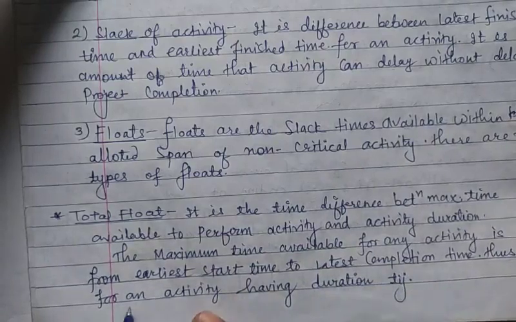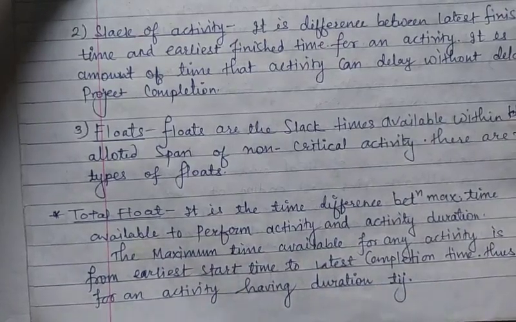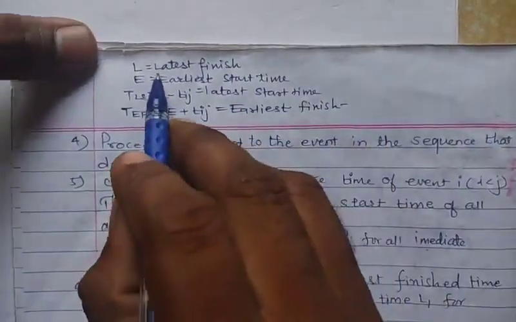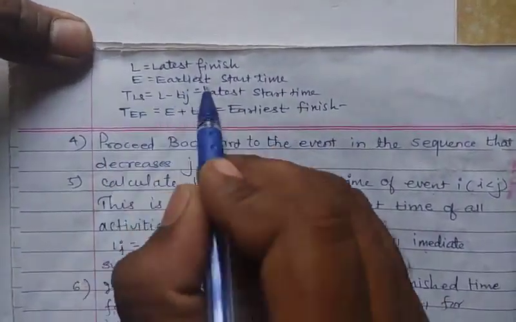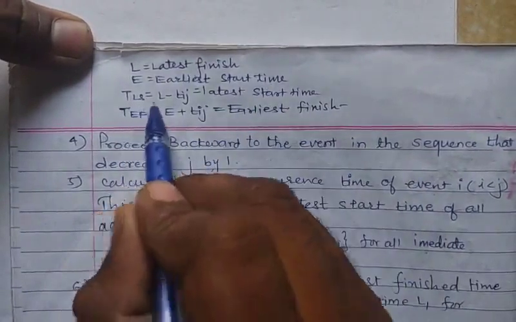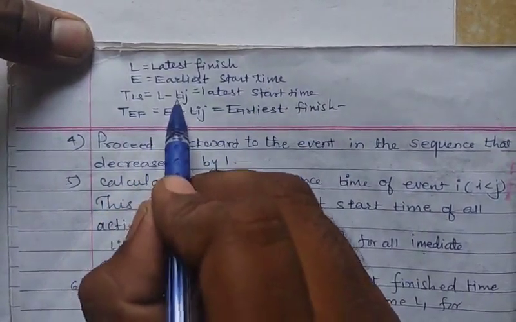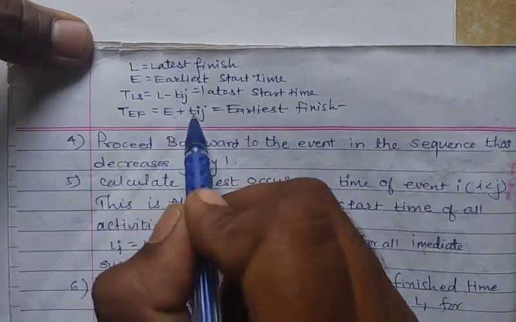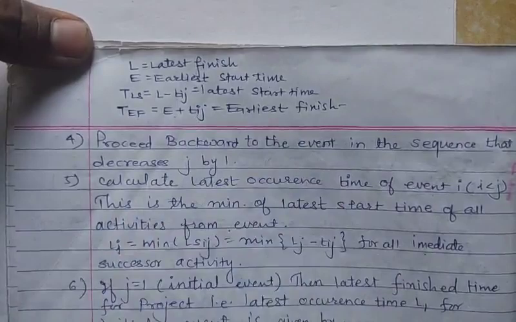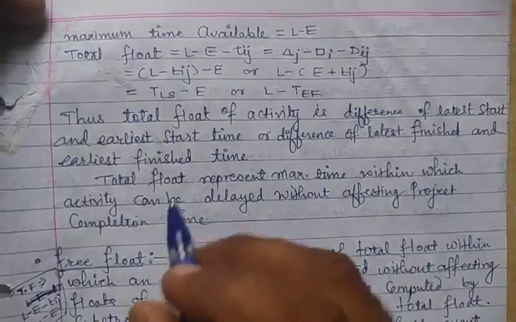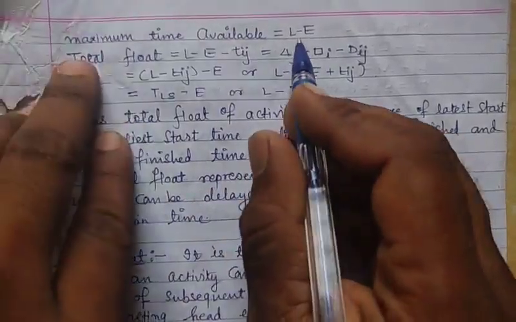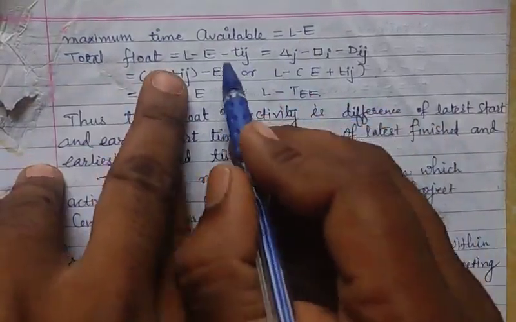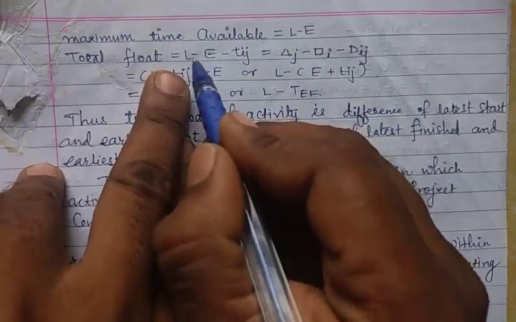Thus for an activity having duration Tij, the notations are: L is called latest finish, E is called earliest start time, TLS has formula L minus Tij, which is called latest start time, TEF has formula E plus Tij, which is called earliest finish. Now the maximum time available has formula L minus E. So the total float is equal to L minus E minus Tij.